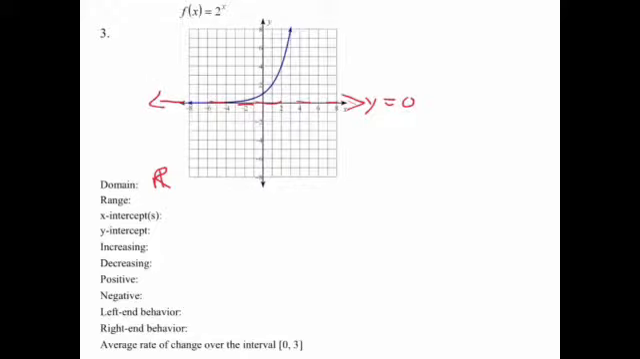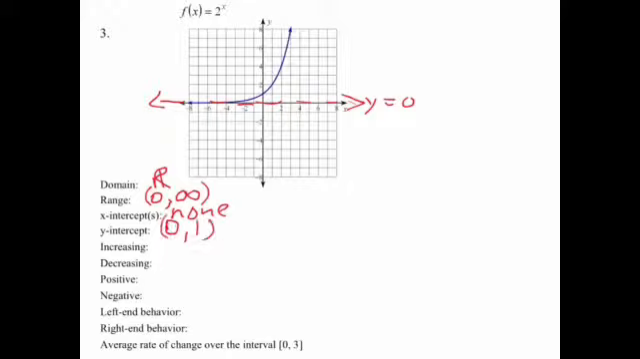And so that's my lowest y value, 0. And it goes up from there. So it goes from 0 to infinity. The x-intercept actually doesn't exist. It never ever crosses that x-axis, so there is no x-intercept. There's a y-intercept right there. That's the point (0, 1).